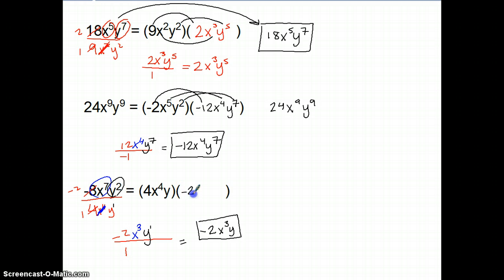So what we have found is that when I multiply these two things together, I will obtain my original. 4 times negative 2 is negative 8. X to the 4th times x to the 3rd is x to the 7th when I add the exponents. And y times y is y squared when I add the exponents. Now this is our original term that we started with, so we have factored correctly.